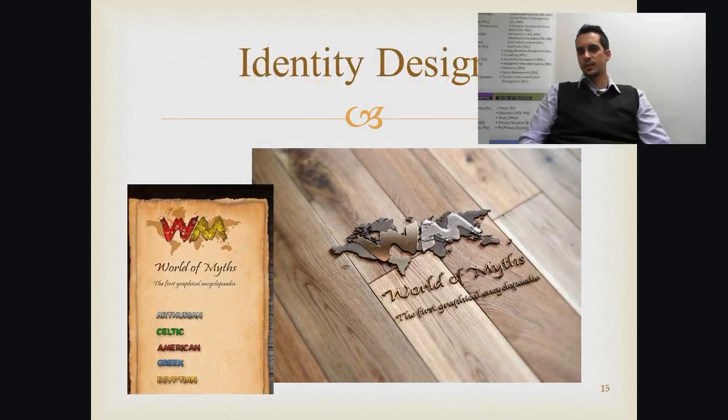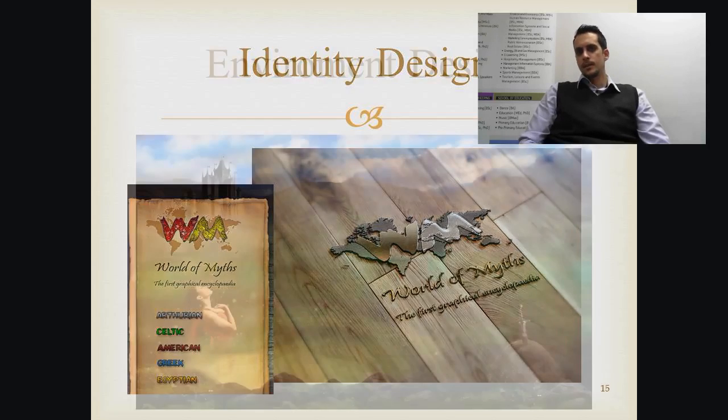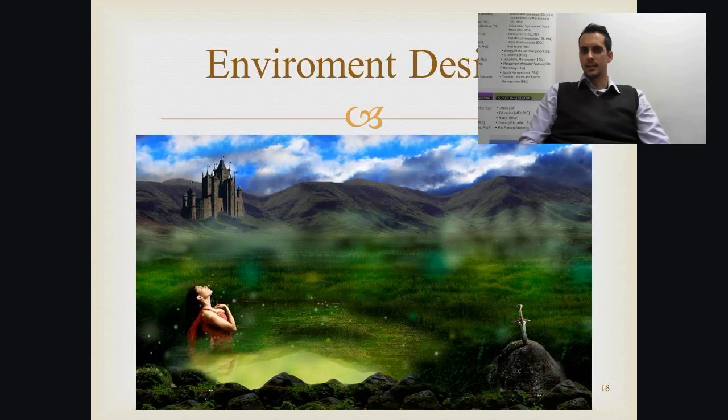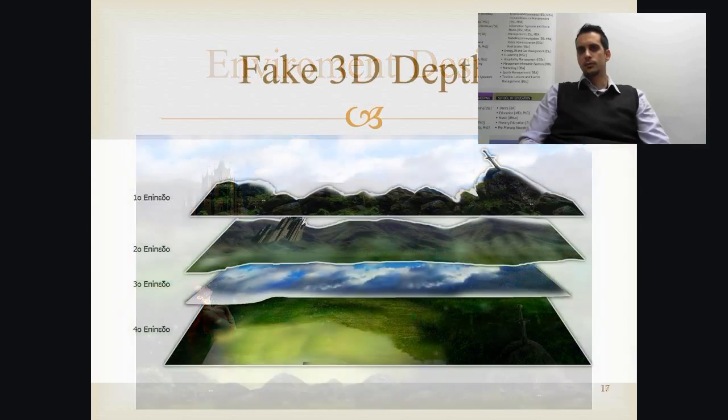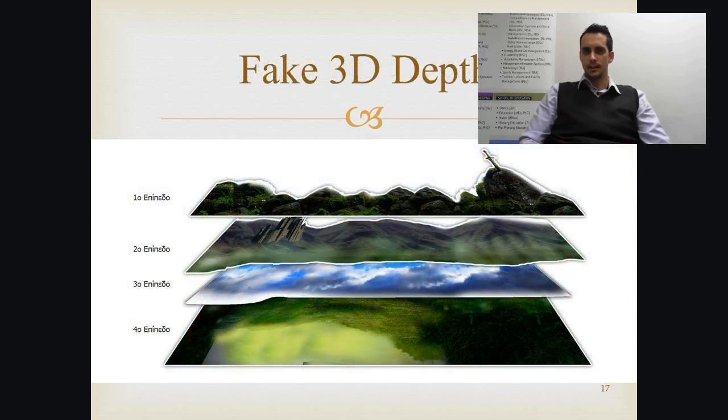Then the identity was created: the logo, the colors, and how it's going to look and feel to the user. Each environment was created from scratch, and we tried to make it look 3D. It was divided into levels, and with the mouse movement that Flash gave us, we were able to distinguish the depth between those levels.